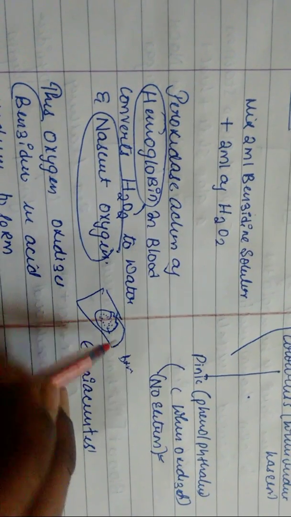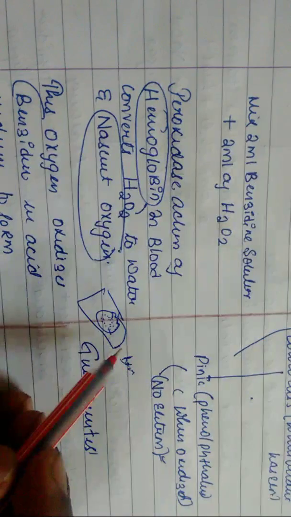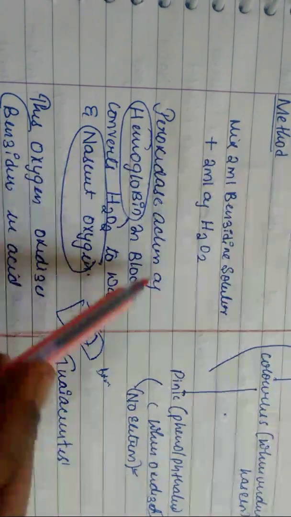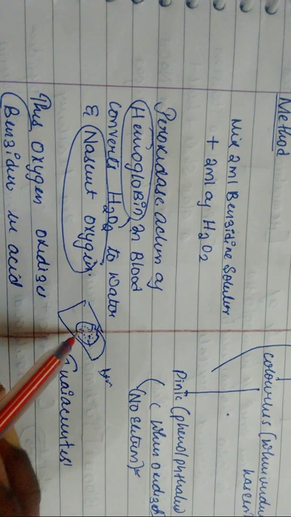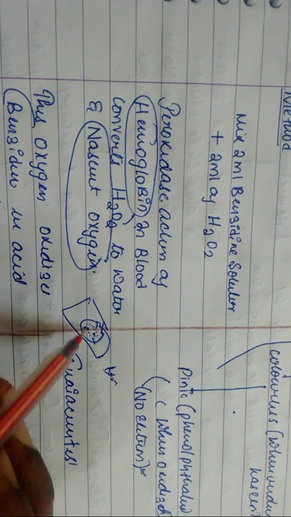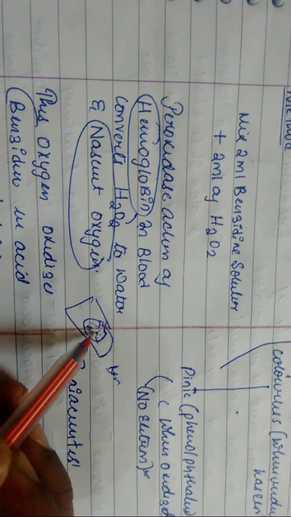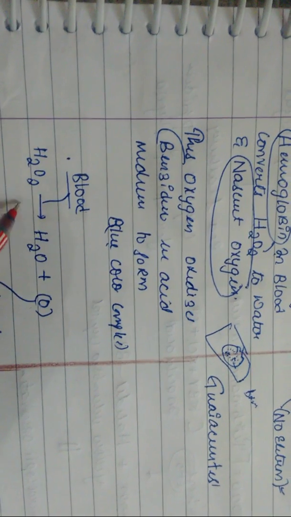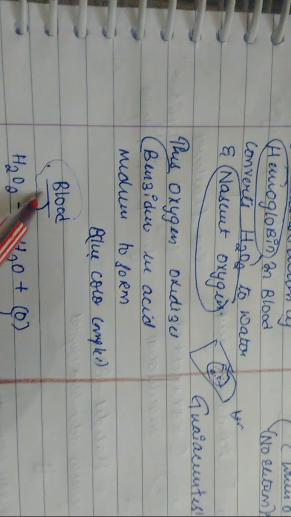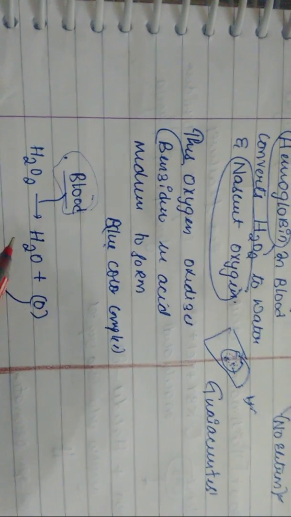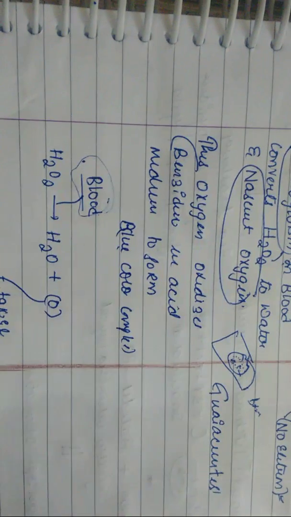I have to just see whether this stain is blood or not. So what do I do? Remember one thing: blood contains hemoglobin, and the peroxidase action of hemoglobin plays a very important role in this test. The hemoglobin acts as a peroxidase. So what does it do? If I put H2O2 on the blood, this H2O2 reacts with the peroxidase activity of the hemoglobin present in the blood. That activity converts H2O2 to water and nascent oxygen.